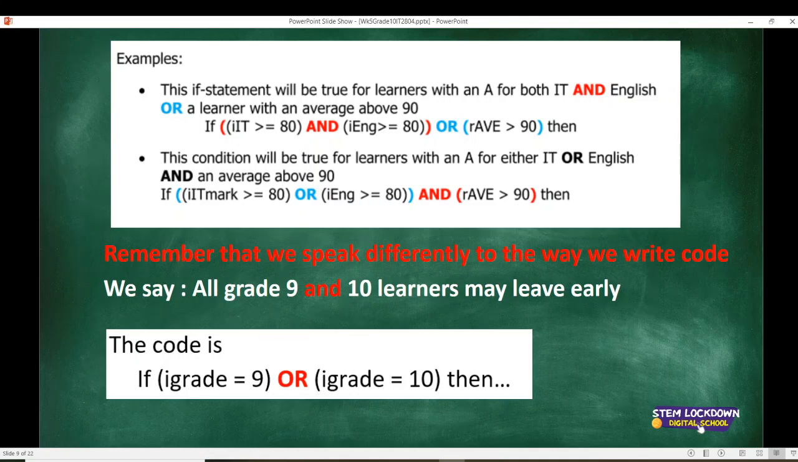So therefore, if you are evaluating a person standing in front of me, you're going to say, is your grade equal to 9 or is your grade equal to 10? Then you may leave early. But when you speak it in English, you're going to say all grade 9 and 10 learners may leave early. So look carefully when it comes to tests and exams at how they're phrasing it, because it could possibly mean that you have to phrase it differently in your Delphi code.